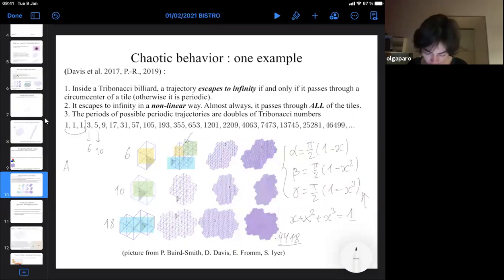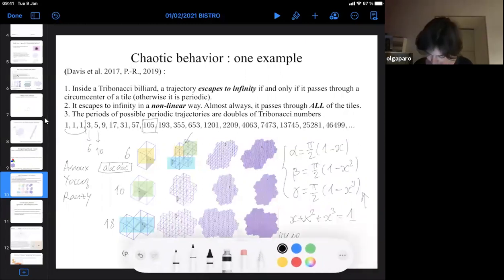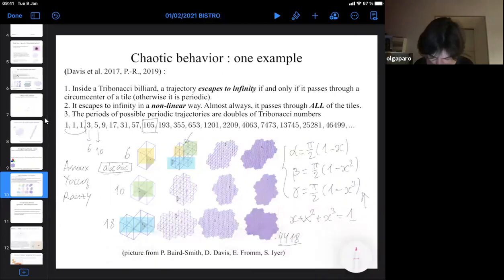It's the same renormalization as the one found by Pierre Arnoux and Yoccoz and Rauzy. So if you have a trajectory of some precise period, you will have a unique word in the letters A, B, and C, which defines how it wiggles around the tiling. For example, for a six-periodic trajectory, you have ABC, ABC as a symbolic word. Those of you who have worked with the Rauzy fractal may recognize ABC, ABC, 1, 2, 3, which is the beginning of the iteration of the Rauzy substitution in some sense. So this is an example of a chaotic behavior.